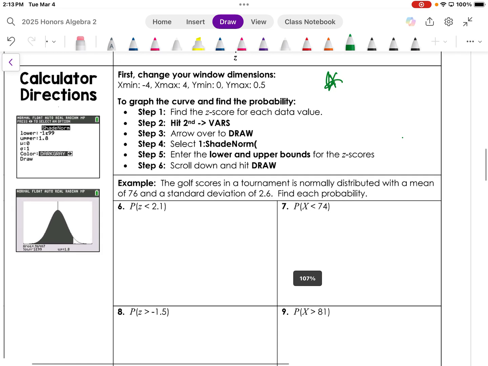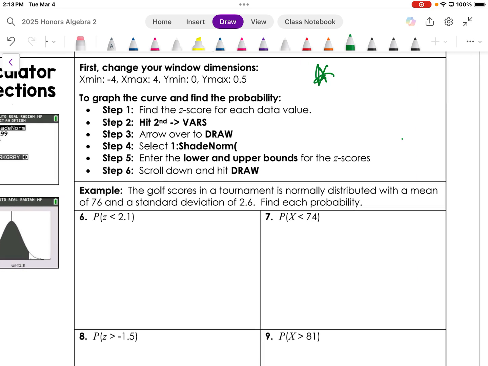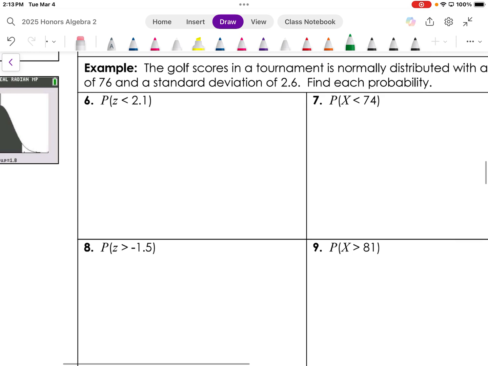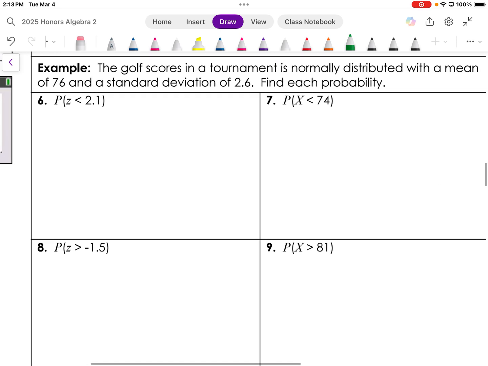So they want us on this problem here, for an example, and I'm going to walk you through how to do this on the calculator. The golf scores in a tournament are normally distributed, which means I can draw a normal curve. I can use the empirical rule, and we're going to start off that way. It has a mean of 76 and a standard deviation of 2.6. Find the probability that z is less than 2.1.